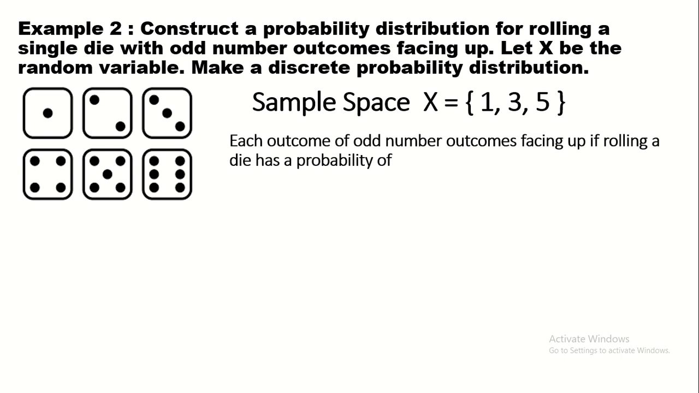So, each outcome of odd number facing up when rolling a die has a probability of 1/3. Of course, when we roll a die, there is only one chance of seeing 1 facing up. It is also possible to see 3 only once. It is also possible to see 5 only once. So, our probability is 1/3, having the odd number outcomes facing up.